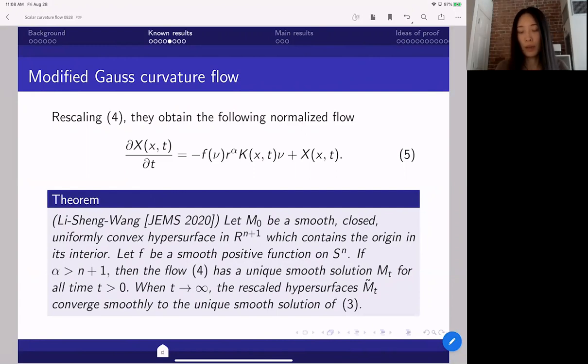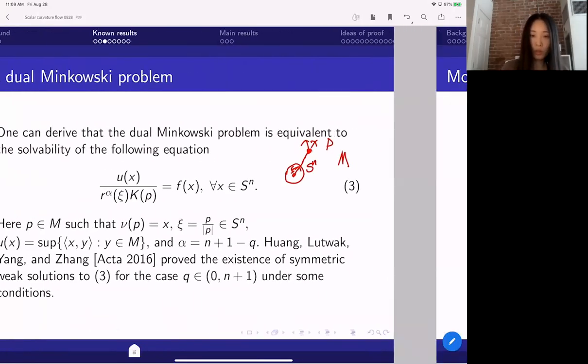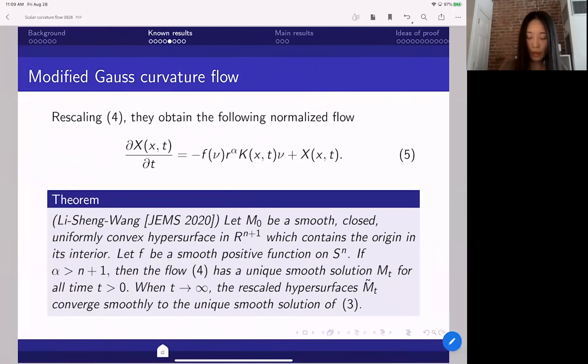if alpha is greater than n plus 1, then the flow 4 has a unique smooth solution M_t for all time t greater than 0. And if we rescale this hypersurface, when t goes to infinity, the rescaled hypersurface converges smoothly to the unique smooth solution of equation 3. So what they have proved here is that if q is less than 0, then for a very large class of functions f, equation 3 is always solvable.